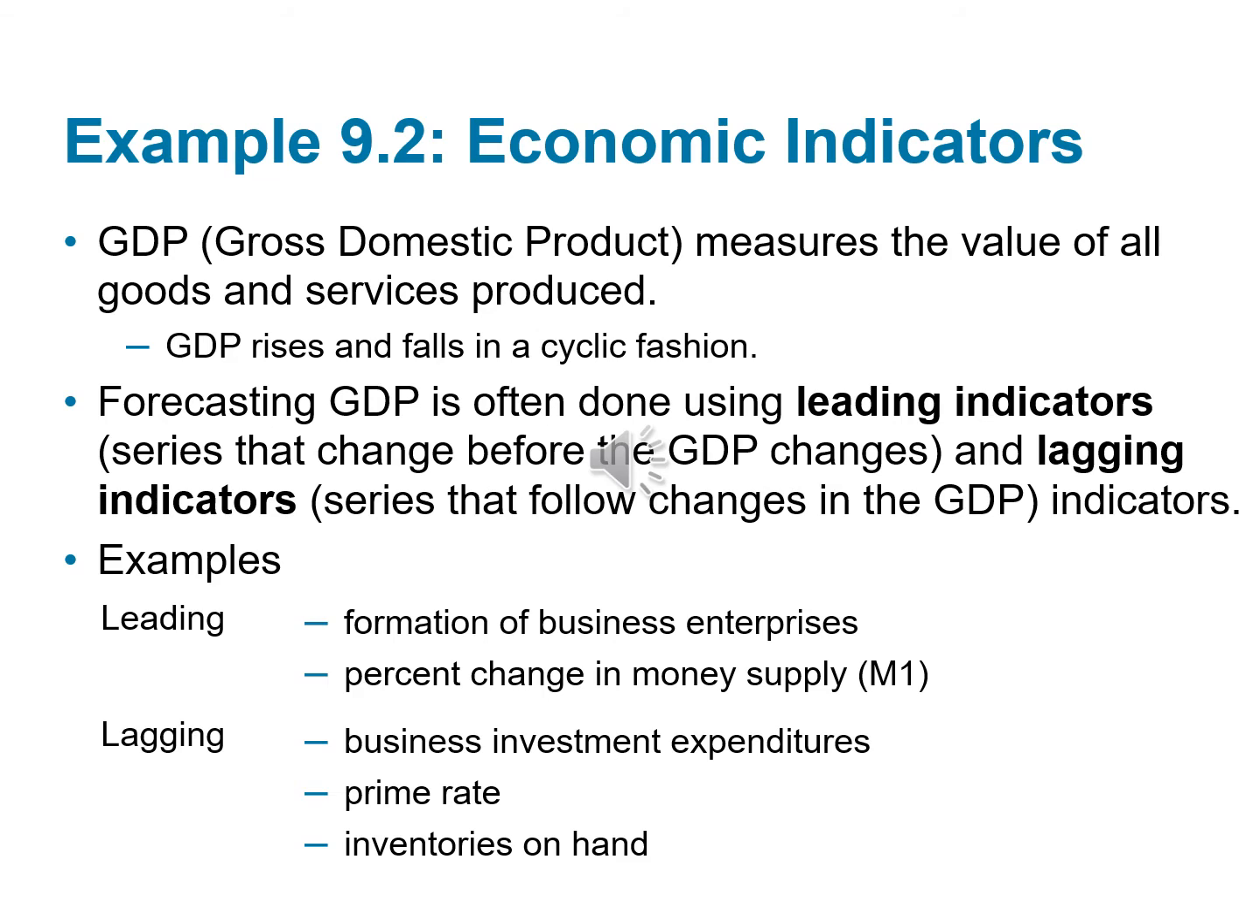Example 9.2, Economic Indicators. GDP, Gross Domestic Product, measures the value of all goods and services produced. GDP rises and falls in a cyclic fashion. Forecasting GDP is often done using leading indicators, series that change before the GDP changes, and lagging indicators, series that follow changes in the GDP. Examples: formation of business enterprises, percent change in money supply M1, business investment expenditures, prime rate, inventories on hand.